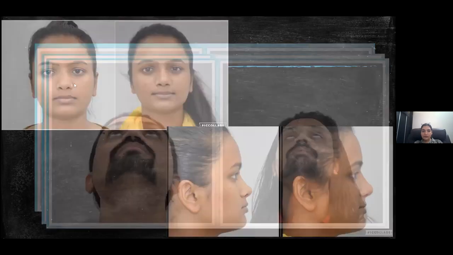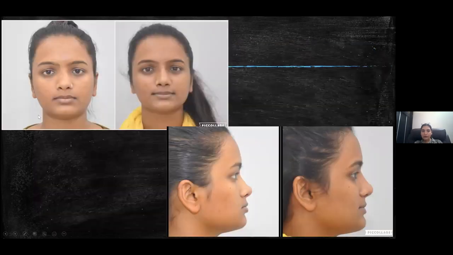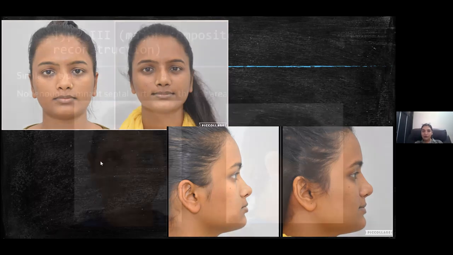Similarly, in this case, this patient also had a middle third vault splaying, leading to a supratip depression, and here also extended spreader grafts with free disc cartilage to camouflage the dorsal irregularities were used.